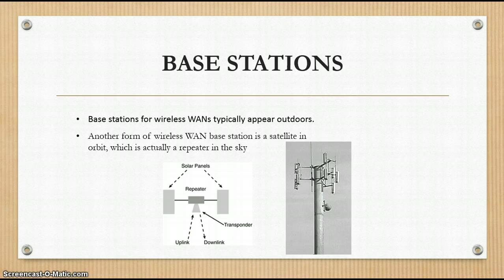Another form of wireless WAN base station is a satellite in orbit, which is actually a repeater in the sky. On the ground, a user aims a dish antenna at the satellite, and the satellite receives the signal and transmits the signal back to an Earth station. The figure shows the satellite has a signal transponder that sends and receives RF signals and solar cells that provide electricity.